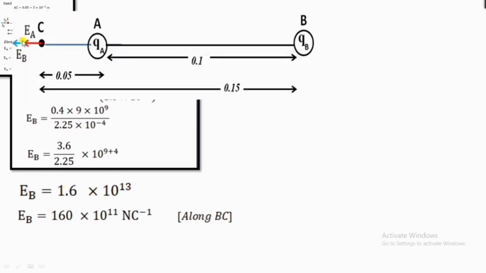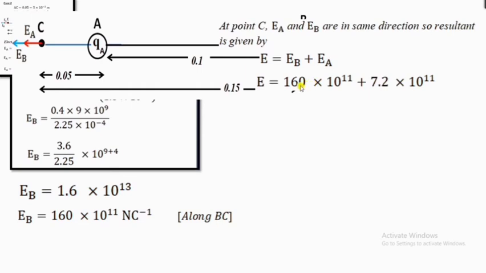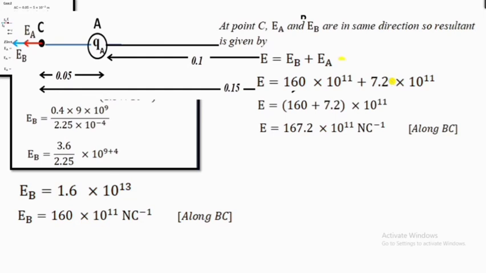Now you can see out here electric field due to A and B are in same direction. That means we have to add to get the resultant. So at point C, EA and EB are in same direction, so resultant will be given by EB plus EA. Now when you put the values and take 10 to the power 11 out, then you will get 167.2 into 10 to the power 11 Newton per Coulomb. And direction, you can take direction of anyone. It can be either AC or BC, but I have written BC.